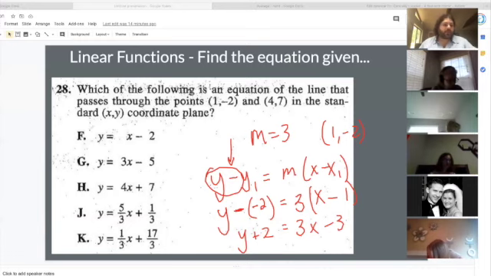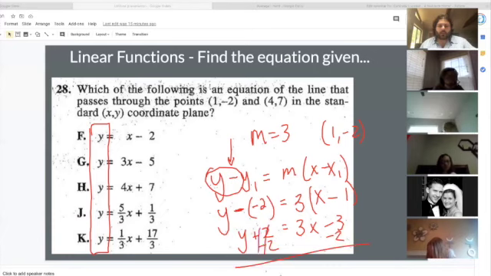Now, looking at my answer choices, I see that they're all y equals. So I want to do y equals. So what do I have to do to make it y equals? You have to subtract 2 from the left side of the equation. Exactly. And we'll do it to the right because it's an equation. We always do the same thing to both sides. And we get our answer.